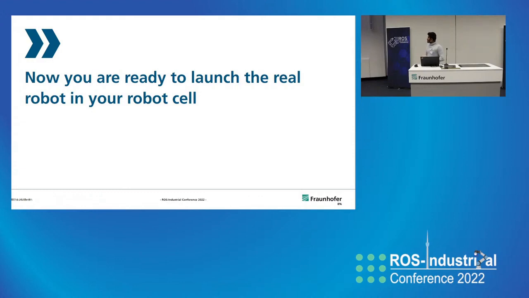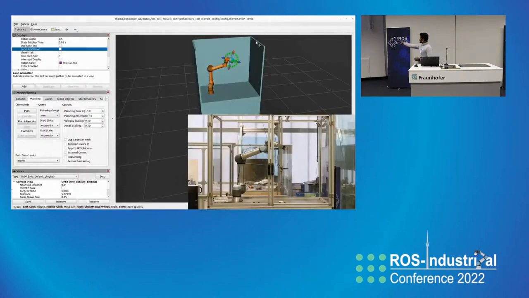So this is our final result. The one on the bottom is the real robot that you see, and the virtual twin on the big picture. And we can give the input from the RViz side, and then create a plan and then execute it on the real robot and also on the virtual twin.